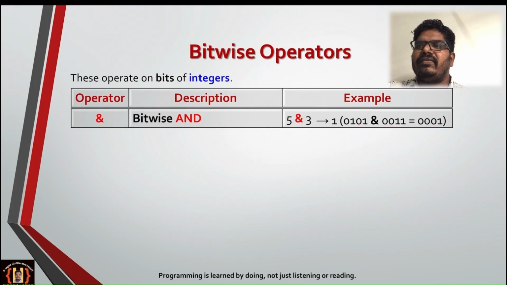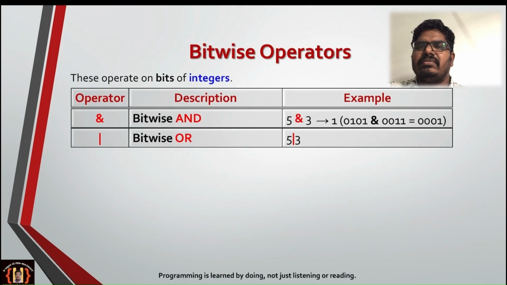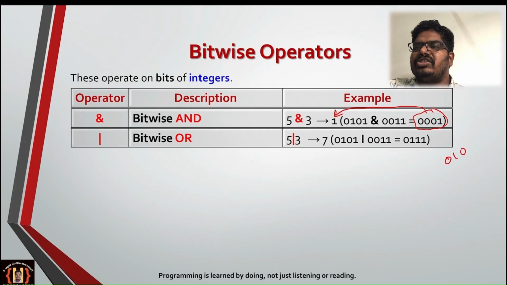Next we have the OR operator, that is the bitwise OR operator. Again take the same example, 5 and 3. The integer equivalent of the earlier AND result is nothing but 1. Now in this case, the OR operator. Let us see here. 0101 is the binary equivalent of 5, and 0011 is the binary equivalent of 3.